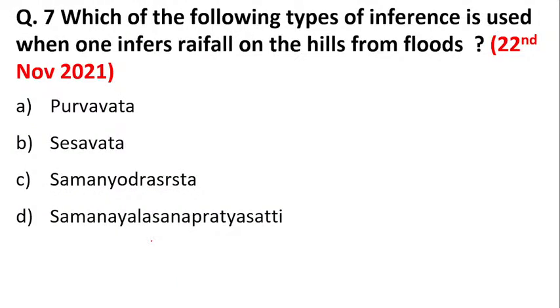Let's see the next question. Which of the following types of inference is used when one infers rainfall on the hills from floods? So which kind of inference is this? Purvavat, Sheshvat, Samanya Drishta, or... seriously students, I cannot pronounce this. This is way too difficult. Samanya Lasanya Pratyakshati. There are certainly so many. This is an actual question that has come up in the examination. Very difficult names. But still, it is there in the syllabus. We should know it.